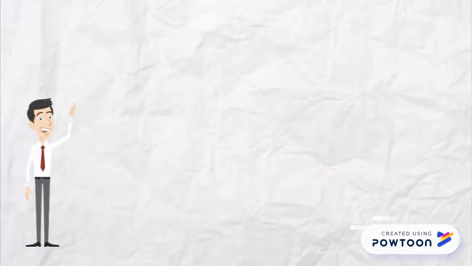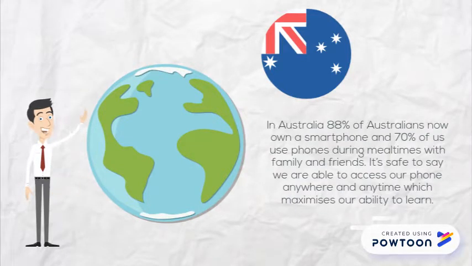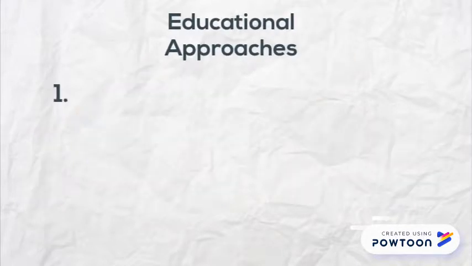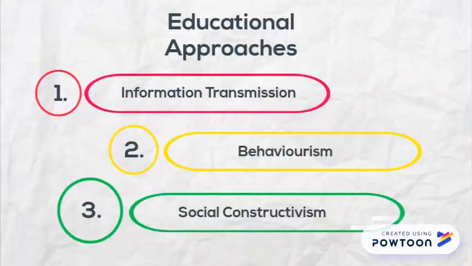As a university student in a developed world setting, mobile learning is a huge part of Australia. It has been introduced to a majority of schools with many bring your own device policies in place. Being a developed country, we have greater access to all the opportunities mobile learning has to offer. There are three main educational approaches that I find are the most useful for psychology students. These are information transmission, behaviorism, and social constructivism.